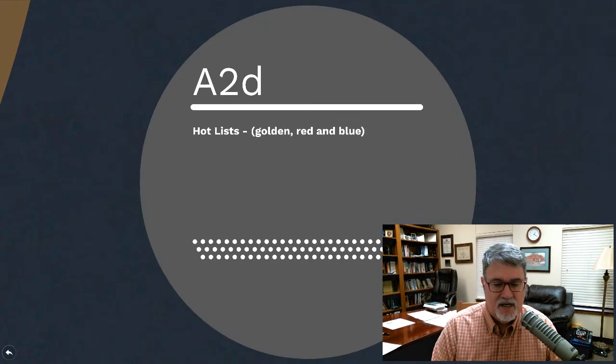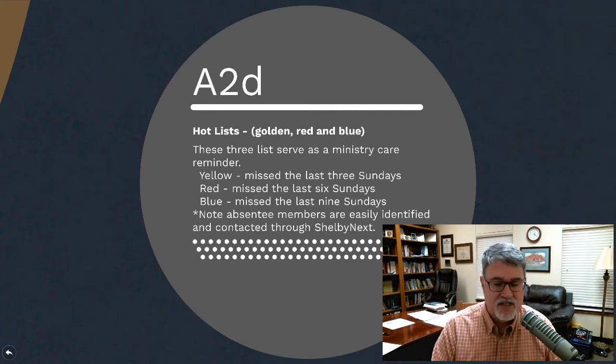Also in the packet are the hot lists, and I've gone back to making some set lists for you. The yellow sheet is those who have missed the last 3 Sundays. The red sheet, those people who have missed 6 Sundays in a row. And then the blue sheet, people who have really gotten cool to us but have missed the last 9 Sundays or more in a row. Absentee members can easily be identified and contacted through ShelbyNext.